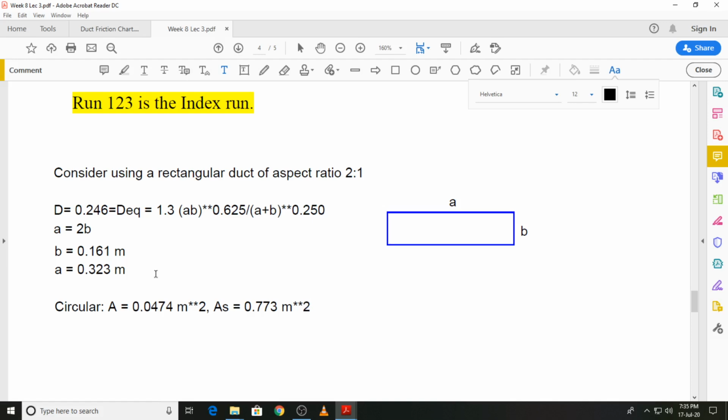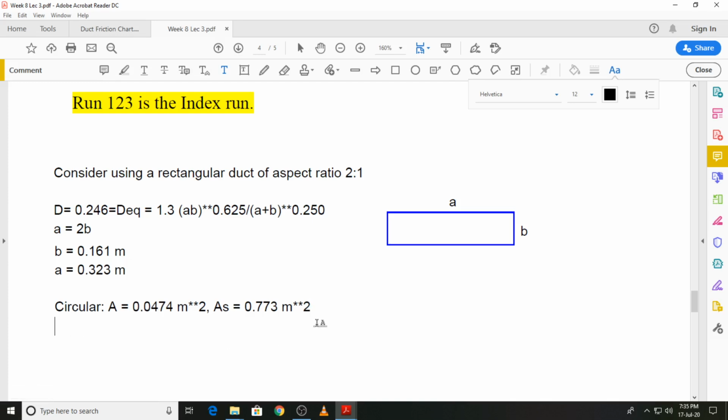So if you multiply diameter 0.0474 by pi, that should give us the number that I've written out, 0.14. So the diameter was not 0.0474, 0.246. So 0.246 into pi gives us 0.773 square meters.